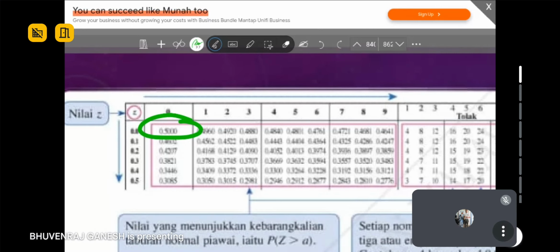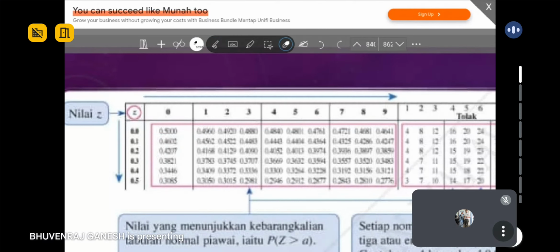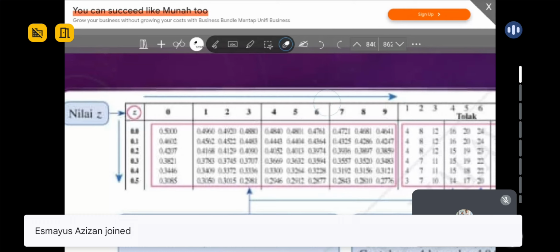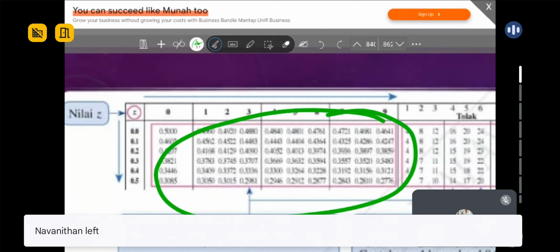Kena tolak dulu. Yes, very good guys. Kamu kena tolak dulu guys. 1 tolak 0.9812. You must take 1 minus so that you can get the value in the table. Kamu kena pastikan nilai kebarangkalian tu ada dalam jadual ni. Your value of probability must be inside here.